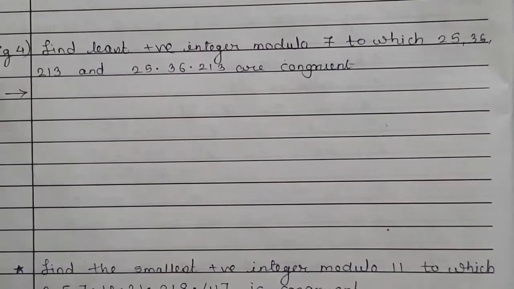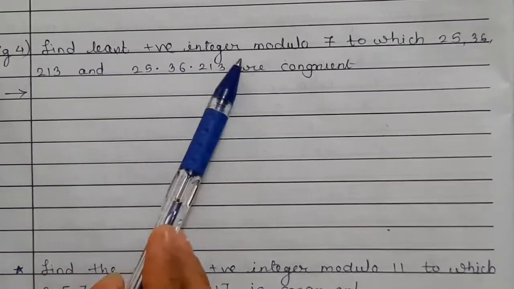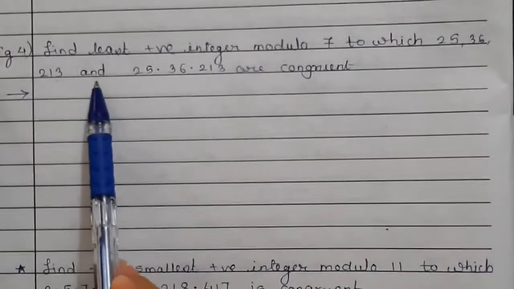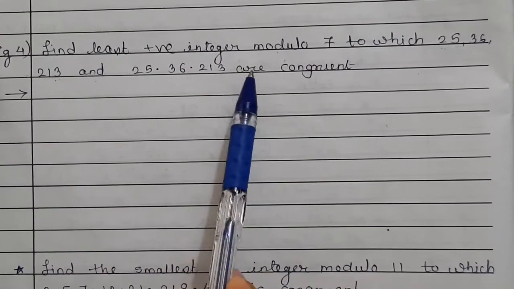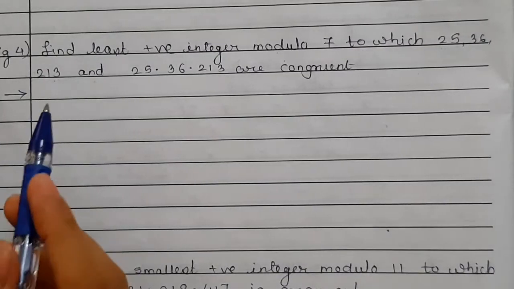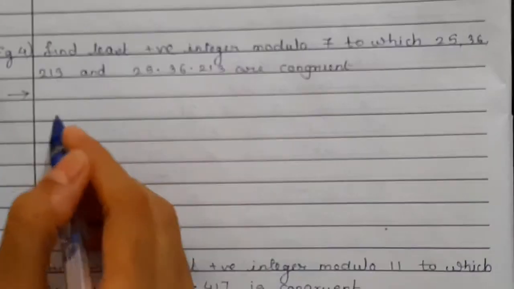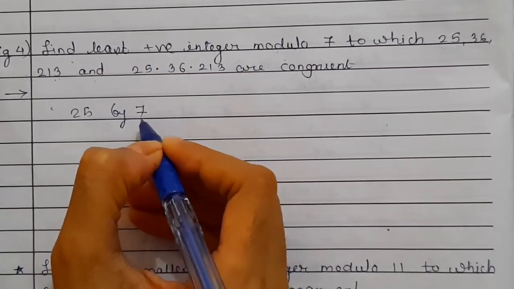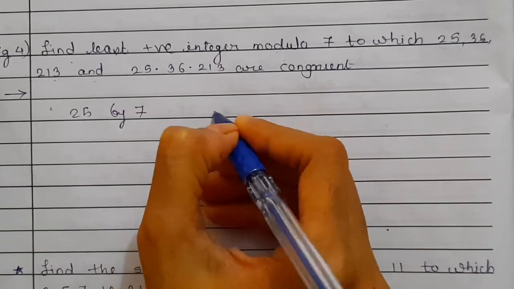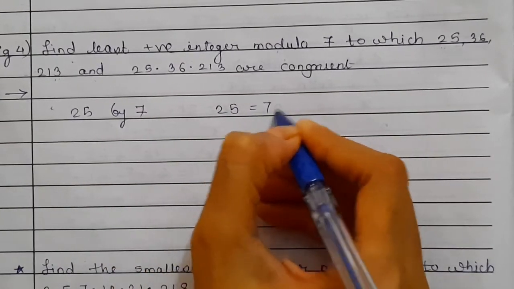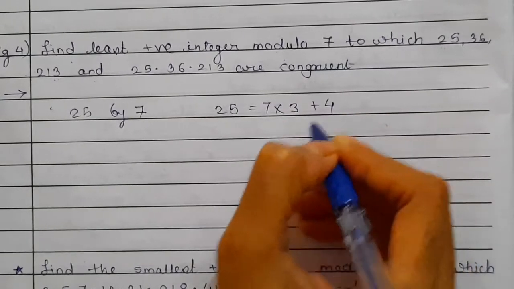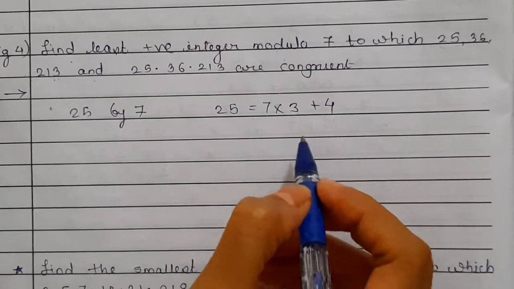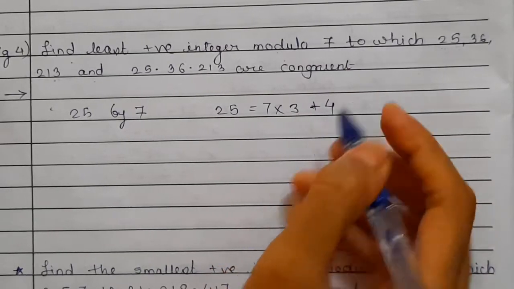Here we have another example, that is find least positive integer modulo 7 to which 25, 36, 213 and the multiplication of these are congruent. Okay, how we'll find the least element? So first we divide 25 by 7. Okay, so what we get, 25 is equal to 7 into 3 plus 4. 7 into 3 is 21. 25 minus 21 is 4. Therefore, we write plus 4.